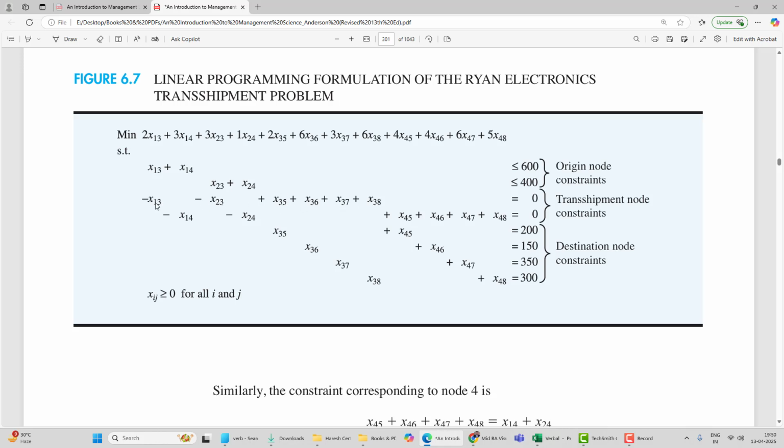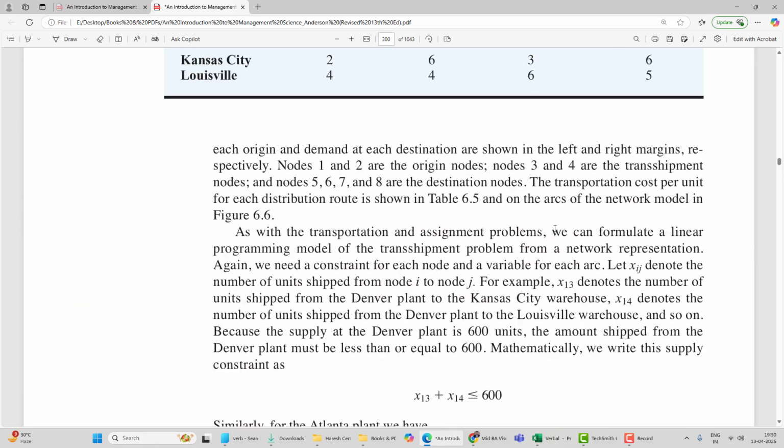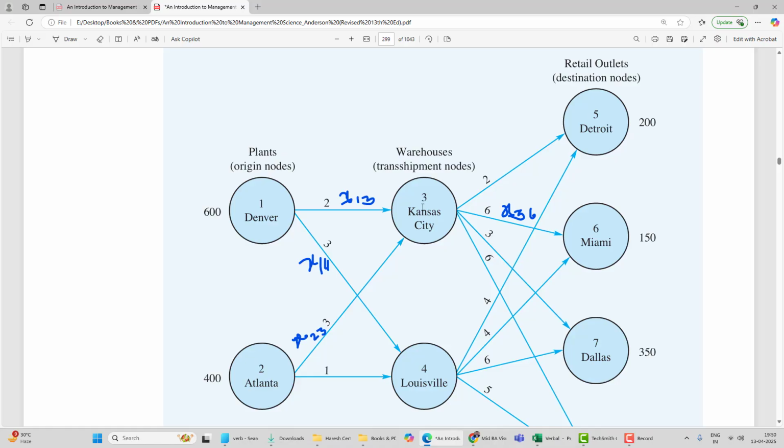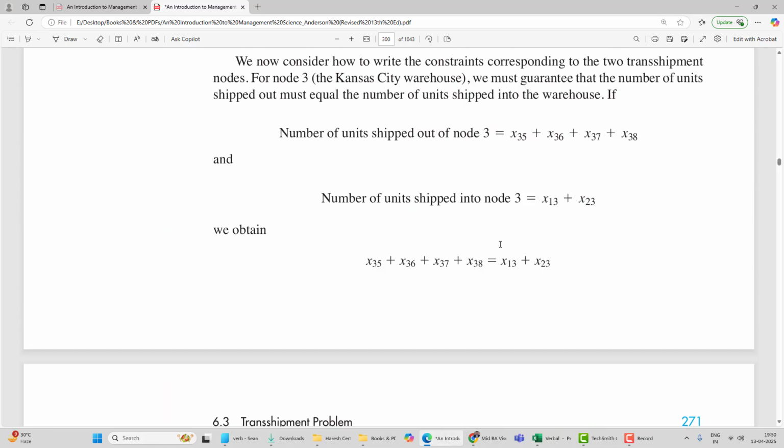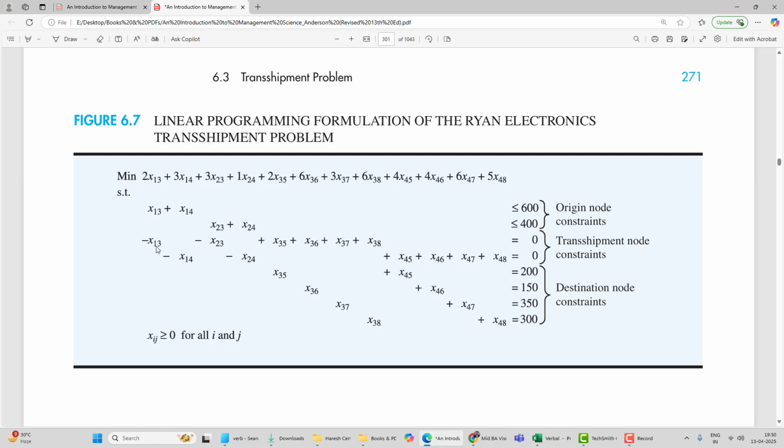Basically you can write whatever is incoming equal to whatever is outgoing, or you can take it all to one side and write equal to 0. So for this particular Kansas City node, x13 plus x23 equals x35, x36, x37, x38. You can write it like this, or take the variables or terms from one side to the other side, and then write one side equal to 0 like this. Here you are seeing the minus signs.